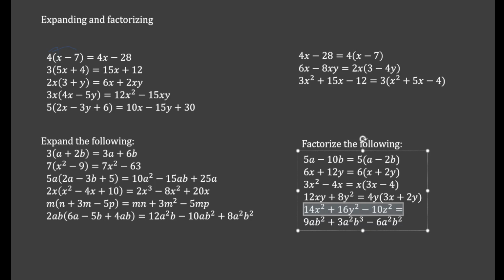What did you get for the common factor here? I got 2. Okay. So it's 2, open brackets, 7x squared plus 8y squared minus 5z squared. That's right.